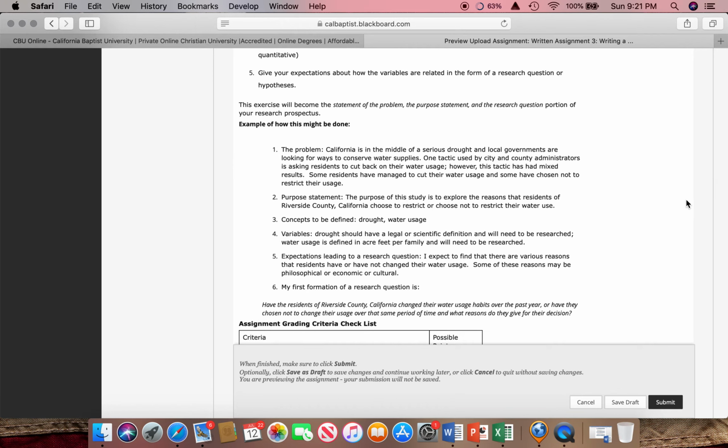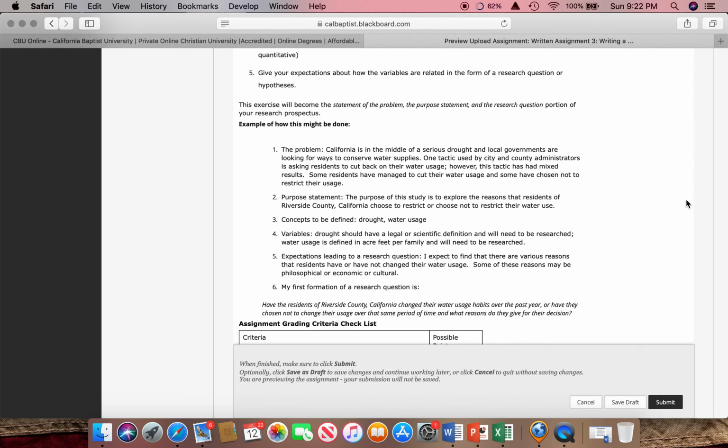So the problem: California is in the middle of a serious drought, and local governments are looking for ways to conserve water supplies. One tactic used by city and county administrators is asking residents to cut back on their water usage. However, this tactic has had mixed results. Some residents have managed to cut their water usage, and some have chosen not to restrict. So the purpose of this study is to explore the reasons that the residents of Riverside County choose to restrict or choose not to restrict their water use.